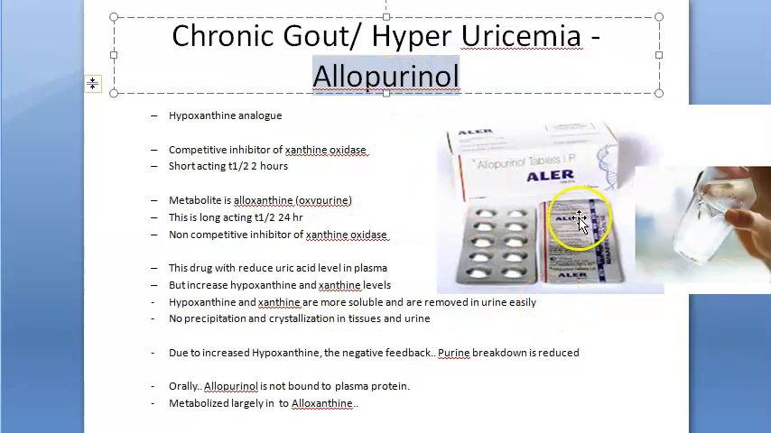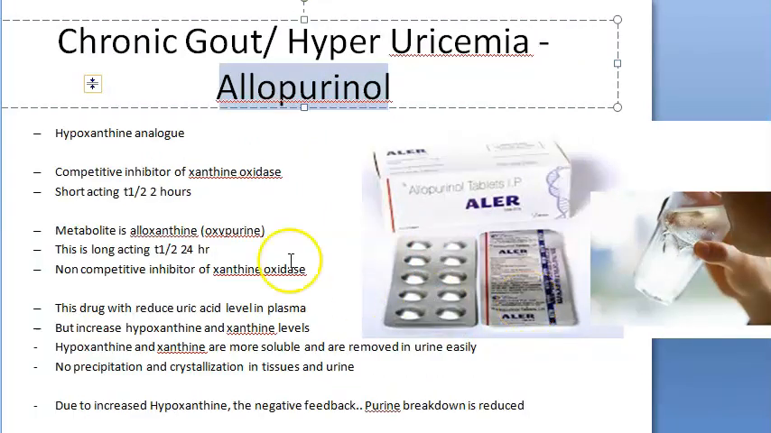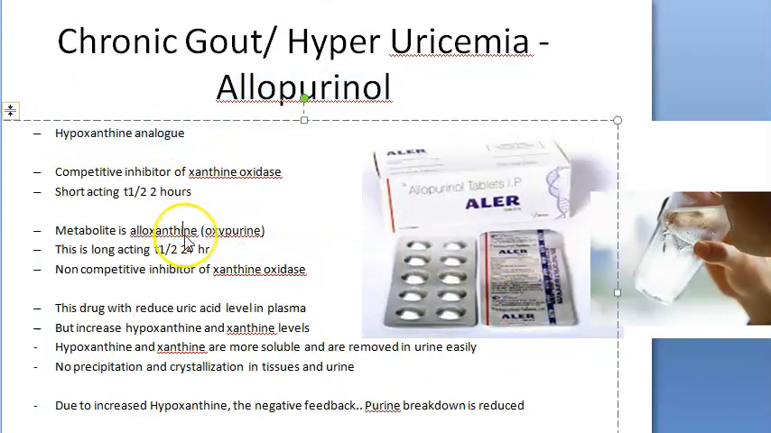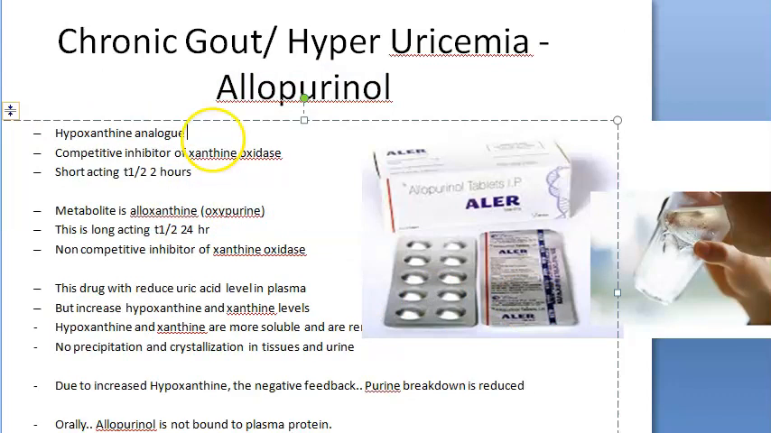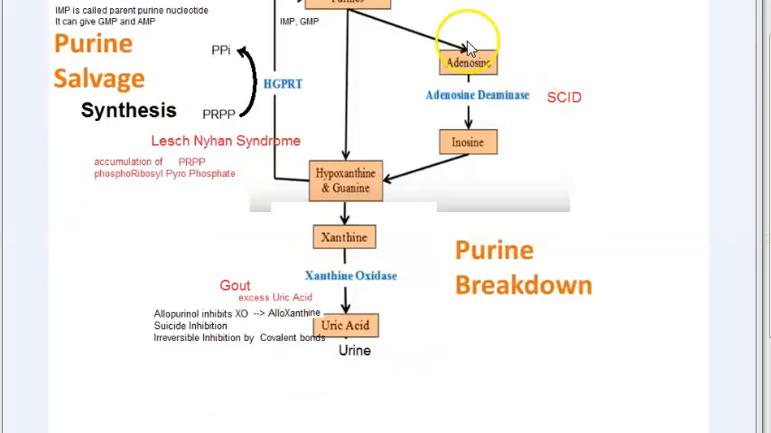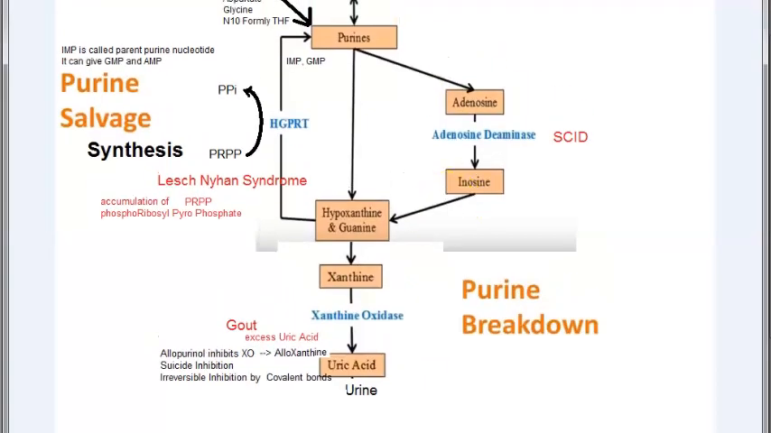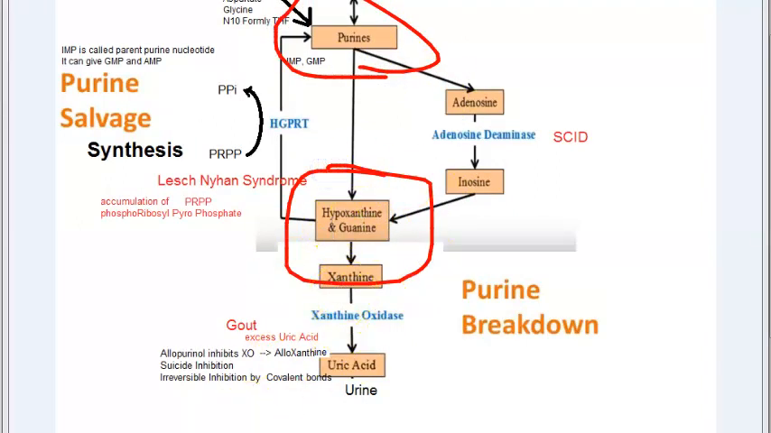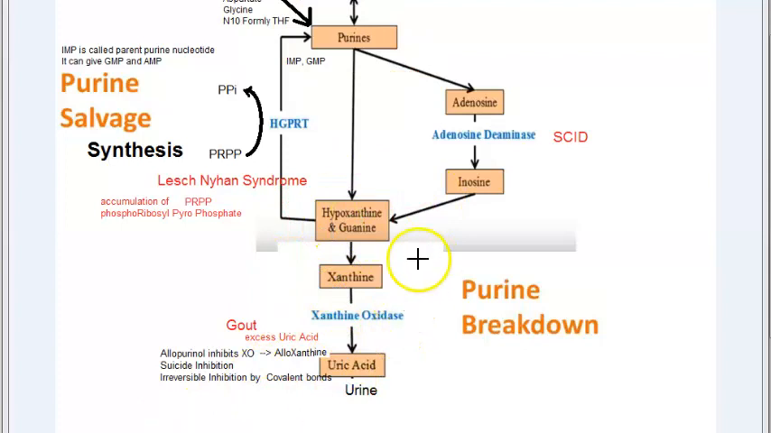Now we are coming to allopurinol. This was the whole intention of this video. Allopurinol is a hypoxanthine analog. Hypoxanthine becomes xanthine, that is what we saw. Just look at this diagram. Purines are broken down, you get hypoxanthine, and hypoxanthine becomes xanthine. Then xanthine, with xanthine oxidase, becomes uric acid. So they are saying allopurinol is a hypoxanthine analog. If it is a hypoxanthine analog, let's see what it will do.